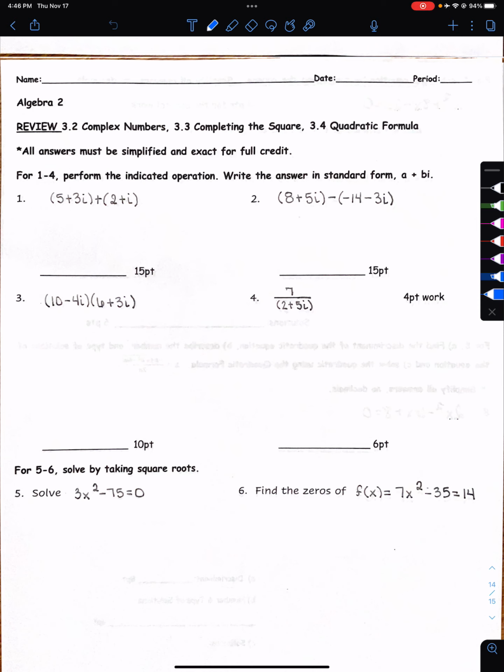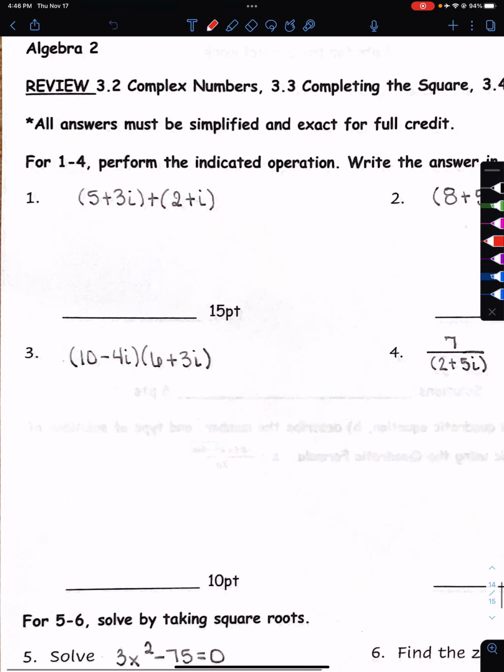All right, for number 5, we are going to identify which operation is happening, and then we are going to complete that operation. So not number 5, number 1. So number 1, I have two binomials here, and with these two binomials, I am adding them. Okay, so all that means is that I am adding the like terms. So I'm going to do 5 plus 2, and then I am going to do 3i plus 1i.